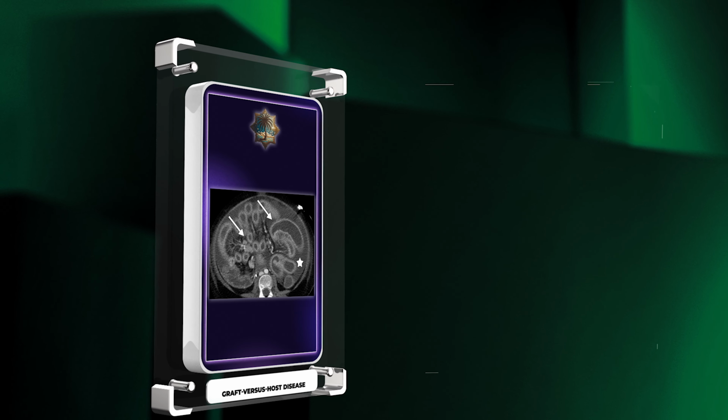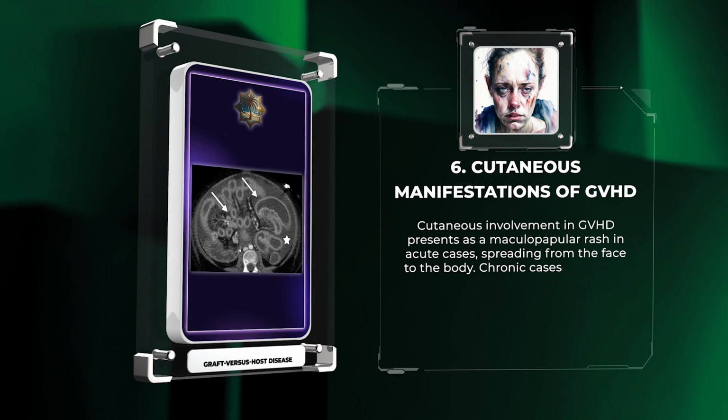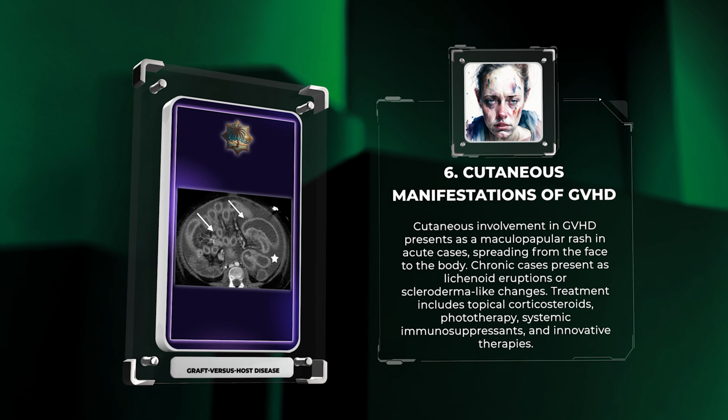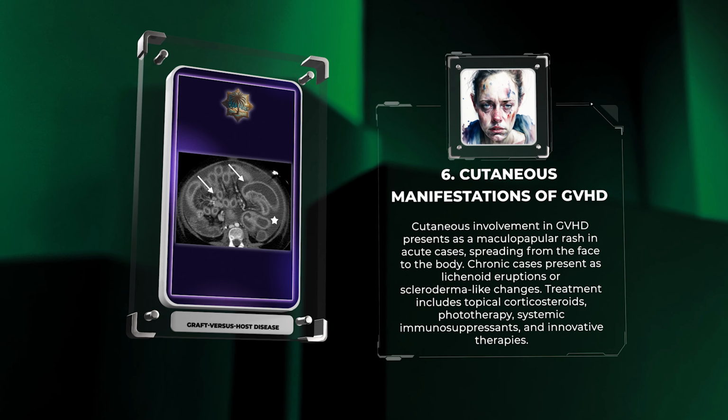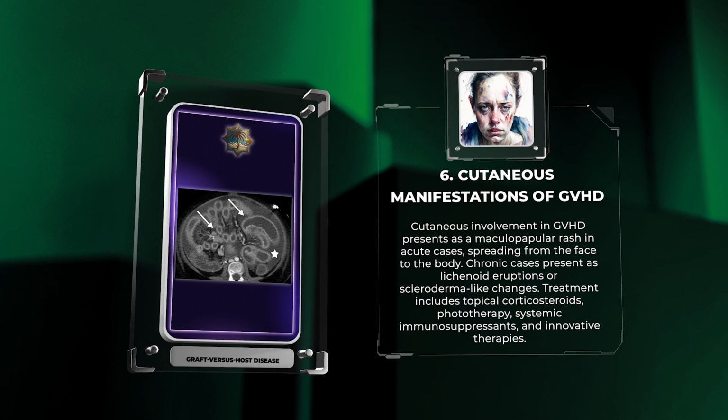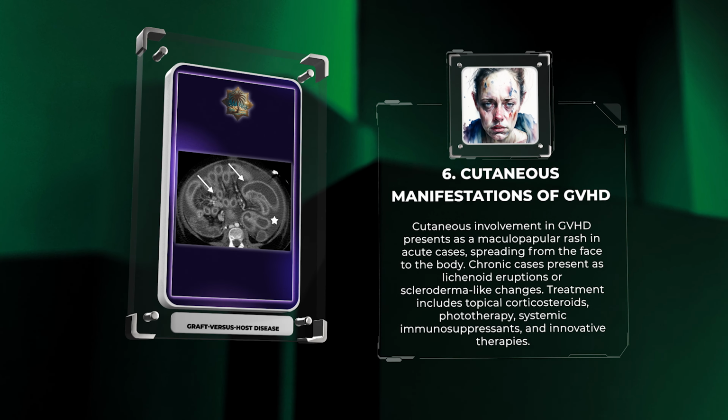Cutaneous involvement in GVHD presents as a maculopapular rash in acute cases, spreading from the face to the body. Chronic cases present as lichenoid eruptions or scleroderma-like changes. Treatment includes topical corticosteroids, phototherapy, systemic immunosuppressants, and innovative therapies.